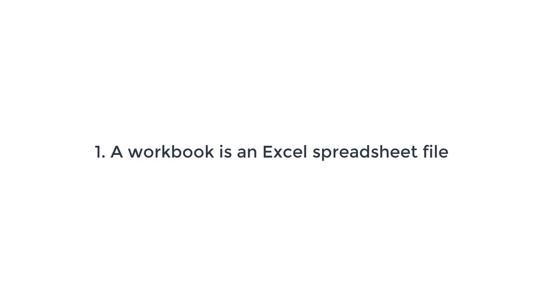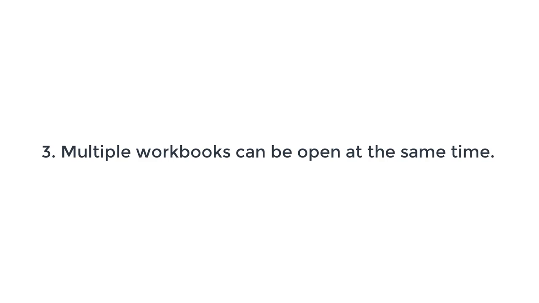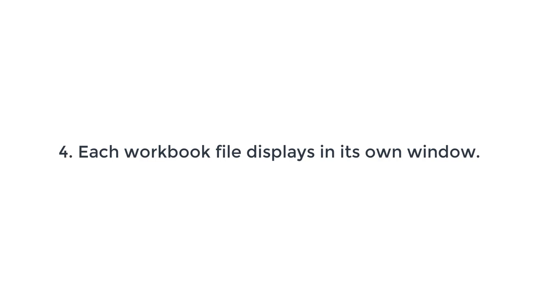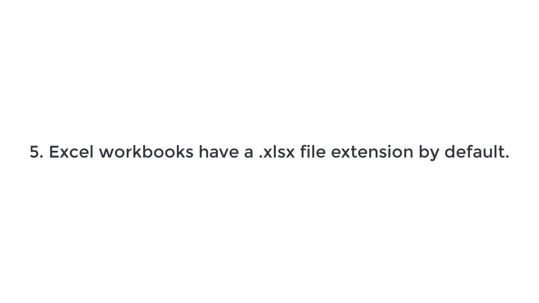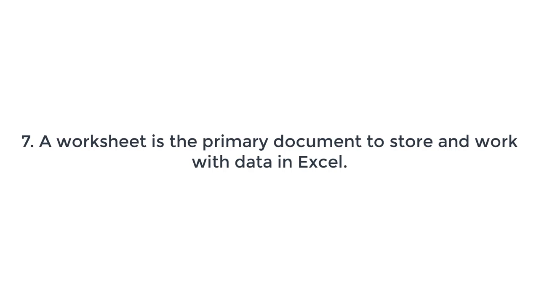Number 1, a workbook is an Excel spreadsheet file. Number 2, a workbook is comprised of one or more worksheets. Number 3, multiple workbooks can be open at the same time. Number 4, each workbook file displays in its own window. Number 5, Excel workbooks have a .xlsx file extension by default. Number 6, a worksheet is a part of a workbook. Number 7, a worksheet is the primary document to store and work with data in Excel.